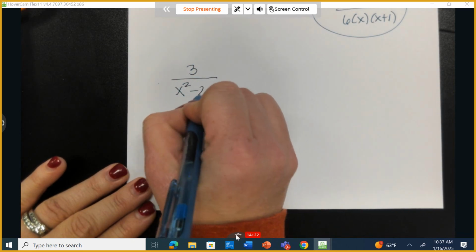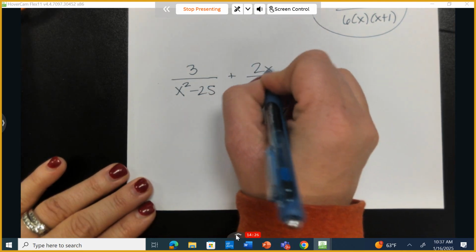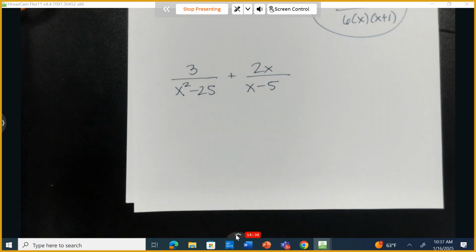X squared minus 25 on the bottom, plus 2x over x minus 5. In the denominator of the first fraction, my question for your group is, how do I rewrite the denominator of the first fraction? That means the bottom of the first fraction. How do I rewrite that into something equivalent? Go.